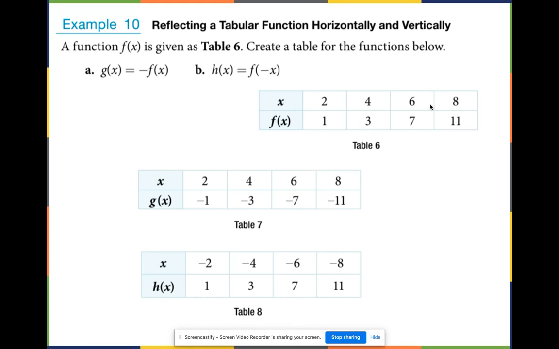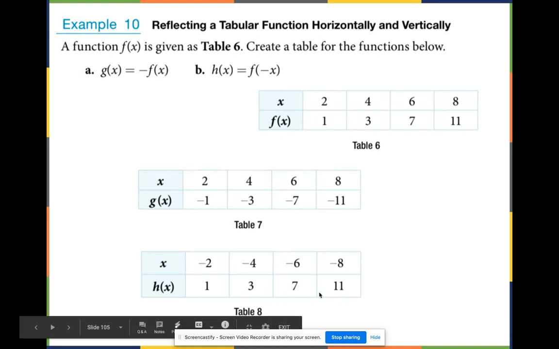What if we have a table? We have input values for x: 2, 4, 6, 8, and some output values, f of x. What if we wanted to make a table for g of x, which is minus f of x? Our input values would stay the same, and our output values would just be the negative of our original function: minus 1, minus 3, minus 7, minus 11. The numbers are all the same, they're just negative. What if we had h of x, a horizontal reflection? It's f of negative x. In that case, our output values stay the same, and our original input values all become negative.